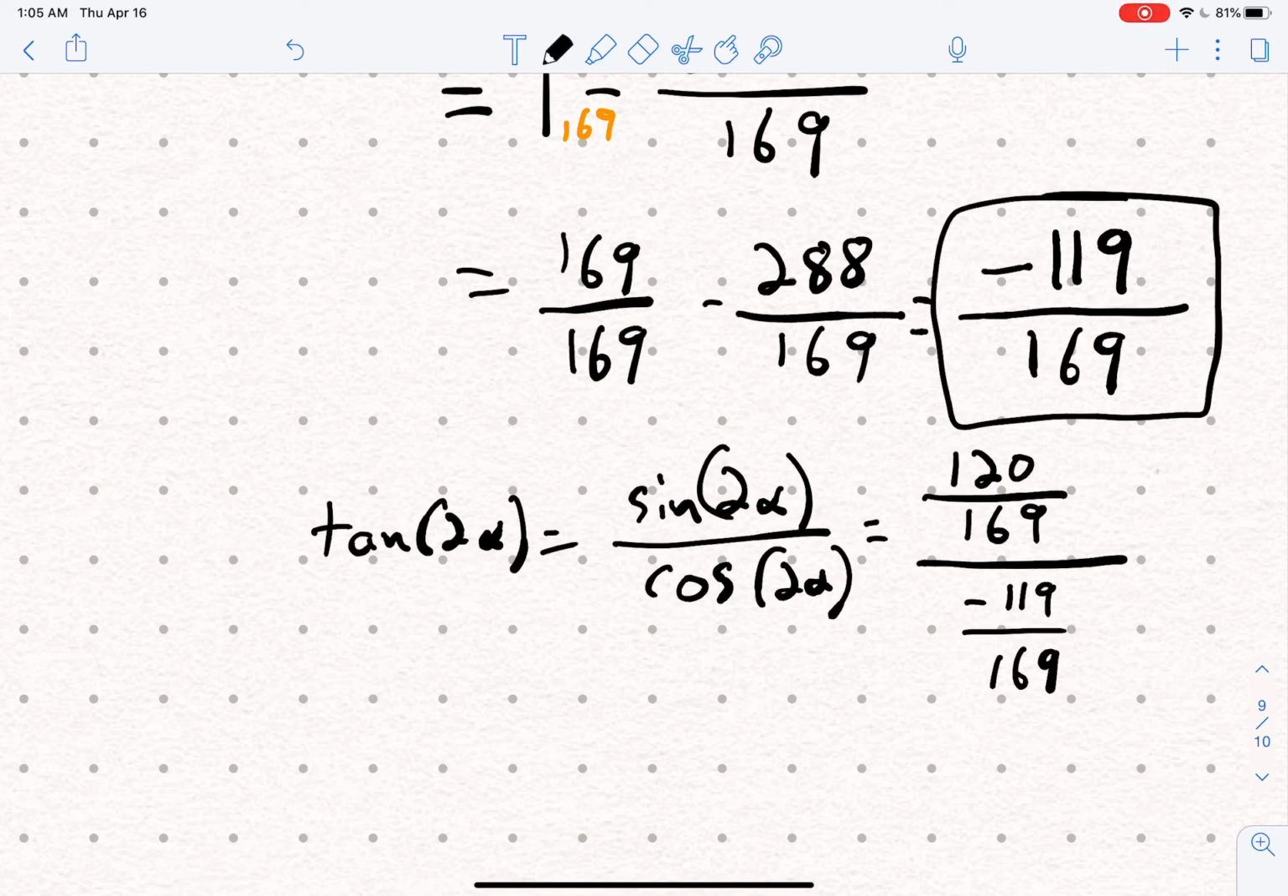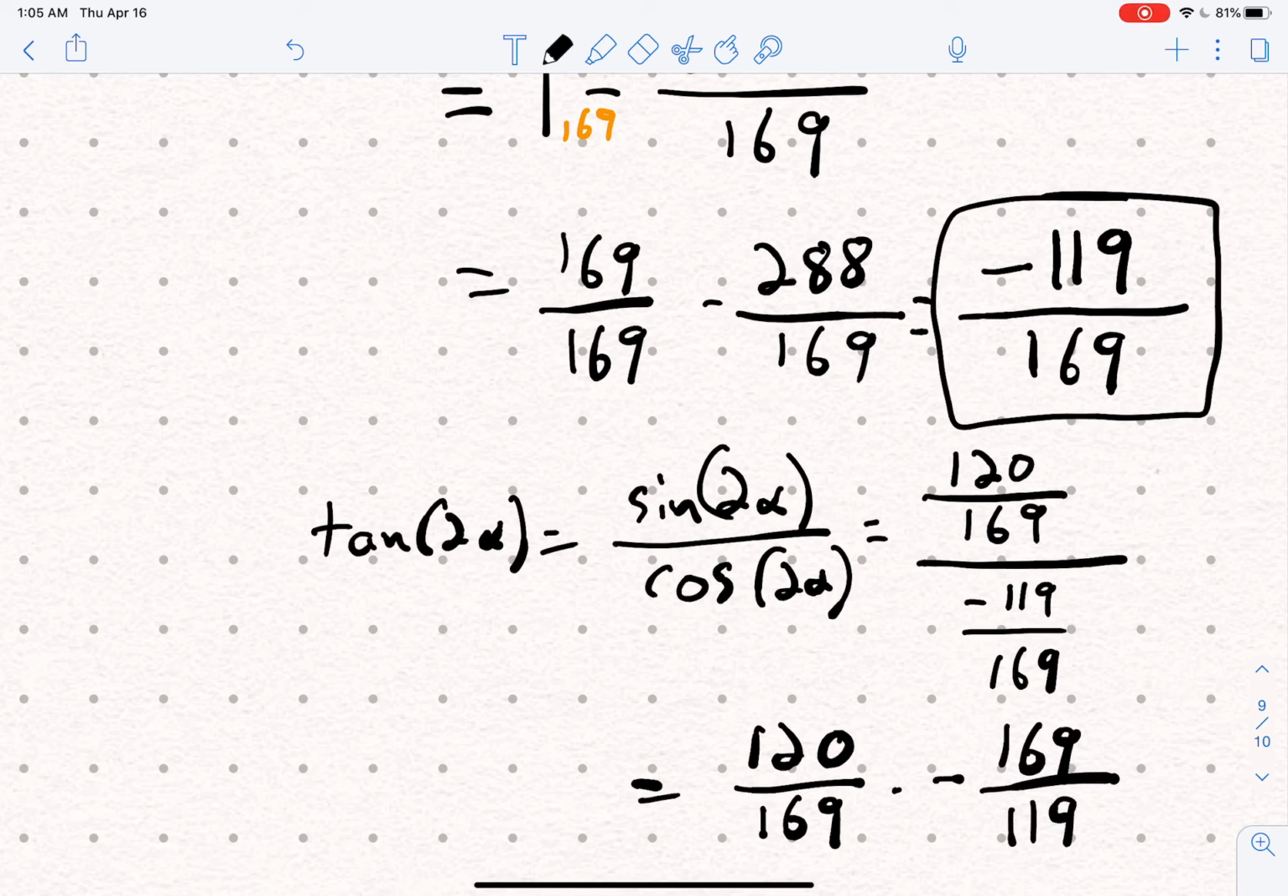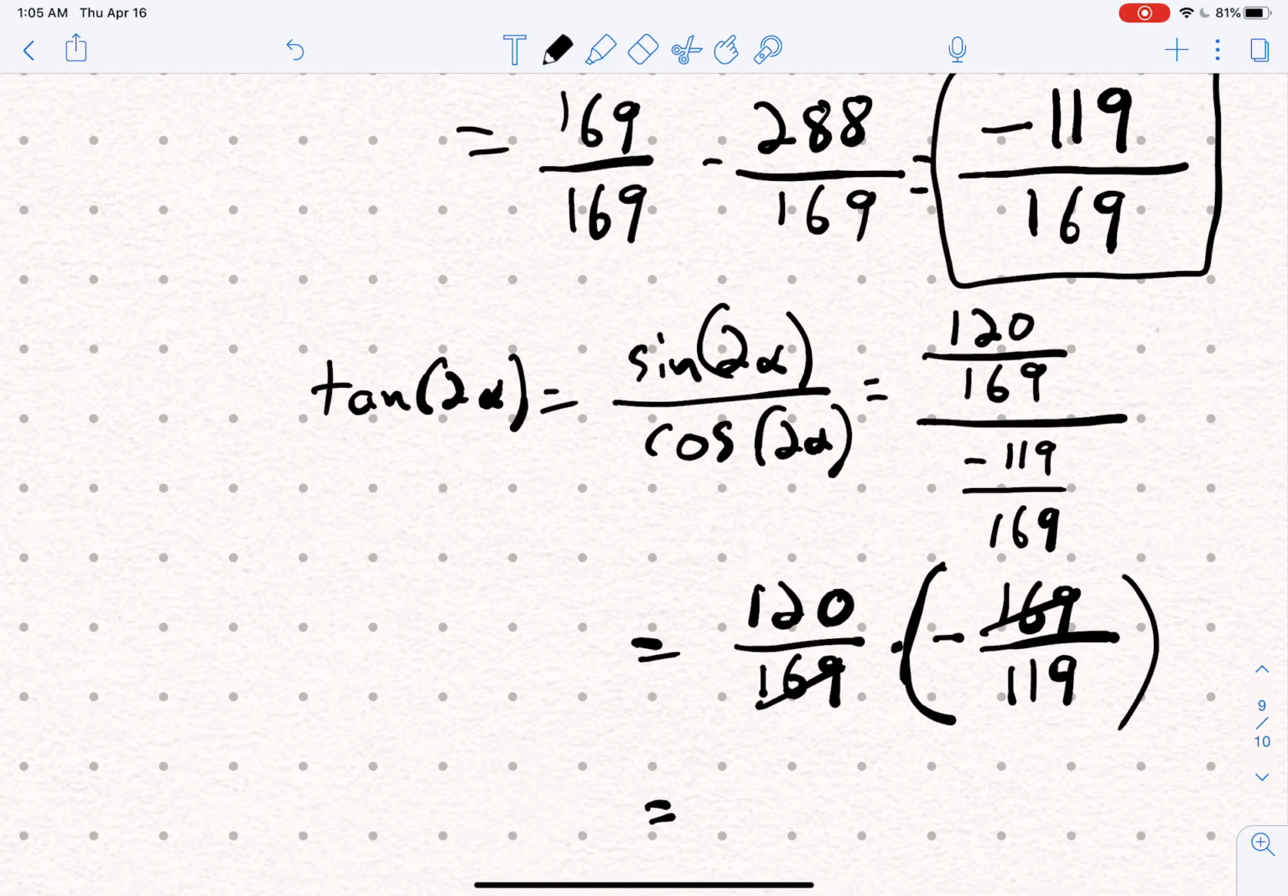This kind of looks like a horrible mess, but all we need to do is flip the bottom up to the top. So this becomes 120 over 169 times negative 169 over 119. Remember that's a times there, if it helps you to put that in parentheses. The 169s cancel, one on the top and one on the bottom, and we're left with a negative answer, and it's 120 over 119.